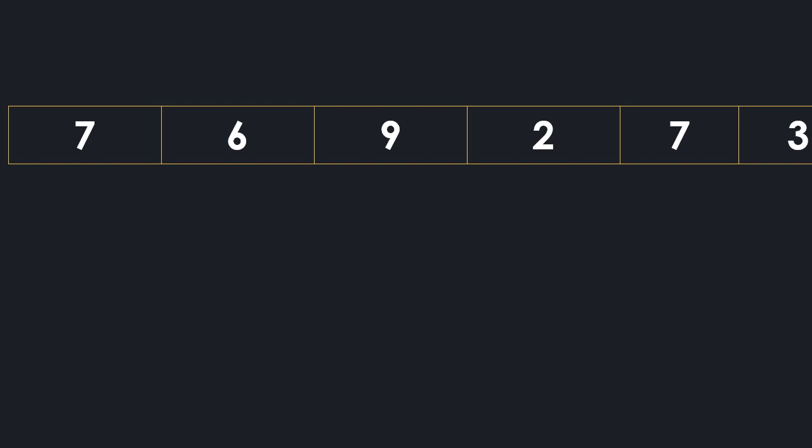So the first number is 3 at the ones position. We read it as 3. The second number is 7. It is at the 10s position. Now we will read it as 73. The next number is 2. It is at the 100s position.